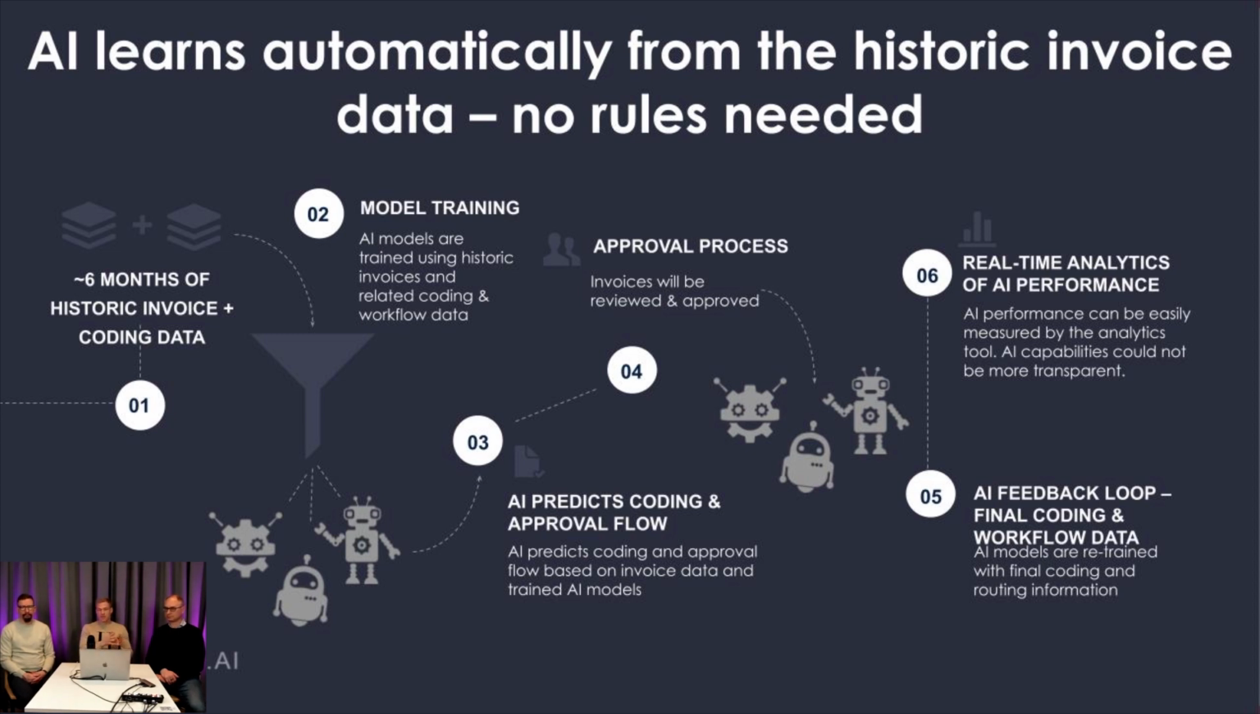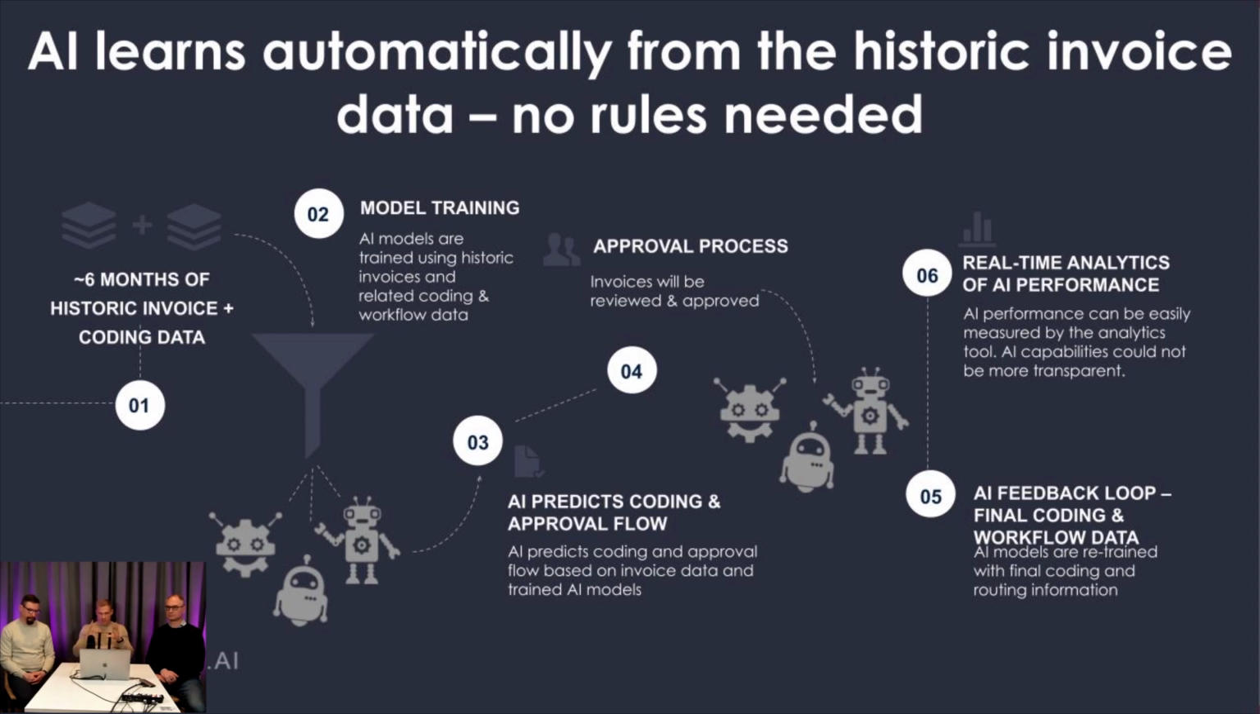But first, AI is being trained with historic invoices. Nothing else needs to be done, and then it's ready to work. And then we connect AI with the VIM. So when you are receiving an invoice to your VIM, where there is no automation within VIM, then invoices are going to our AI to predict the coding and approval flow.